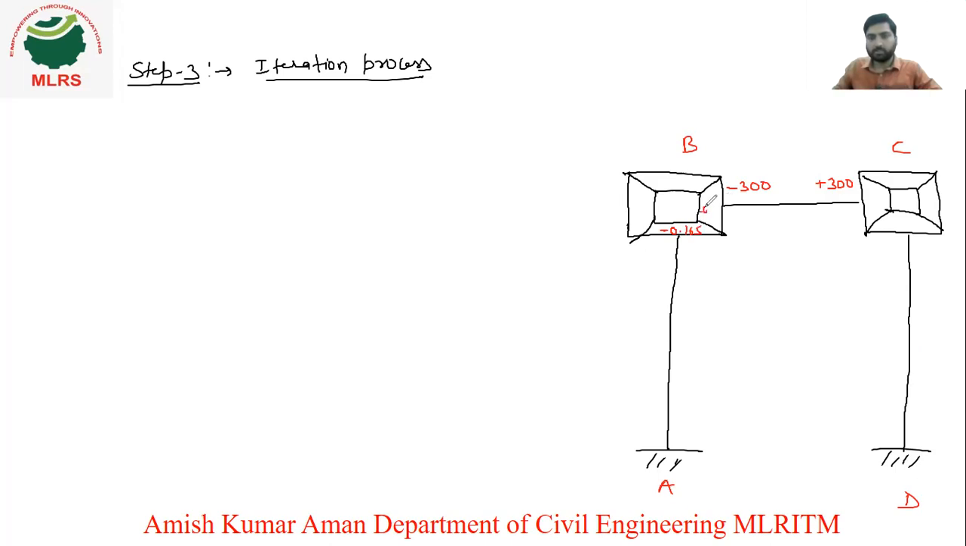So minus 0.335. Here for the CB member, we got minus 0.335. So minus 0.335. And here for the CD member, we got minus 0.165. So we have entered all these rotation factors as well as fixed end moments.